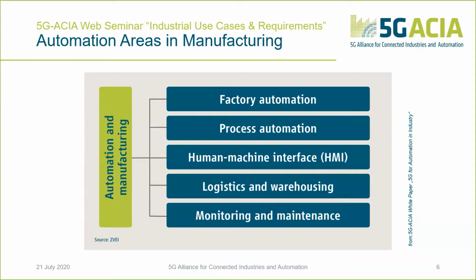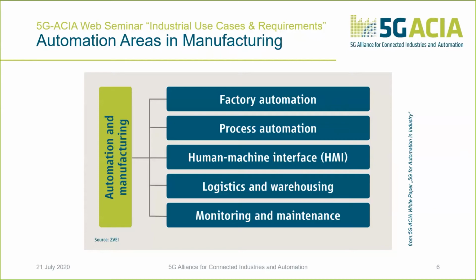Process automation is the control of production processes and handling of substances, chemical industries, food, beverages, and this includes beer, which is very important if you live in Munich. Human-machine interfaces, that's self-explanatory. Things like panels and so on. Logistics and warehousing, flow and storage, and making materials and goods available and moving them around in the factory, and monitoring and maintenance, especially condition monitoring and predictive maintenance with sensors, which are well-known examples.